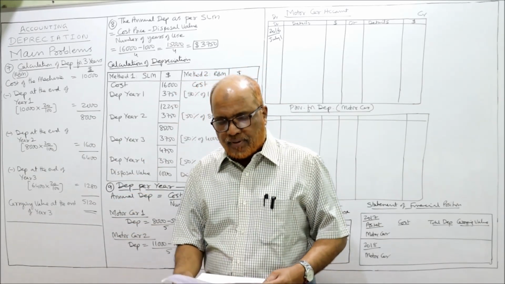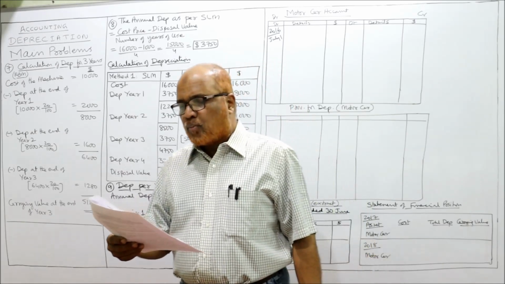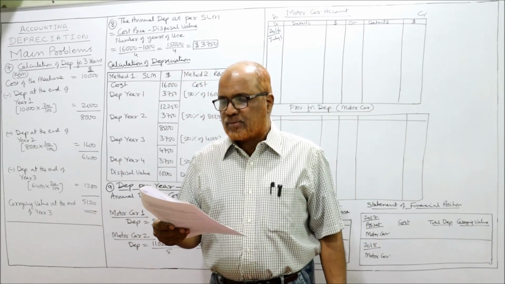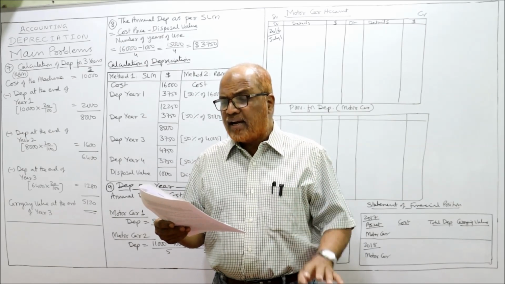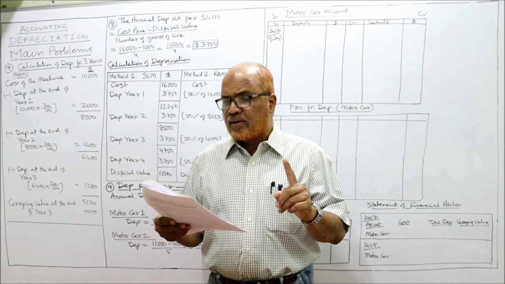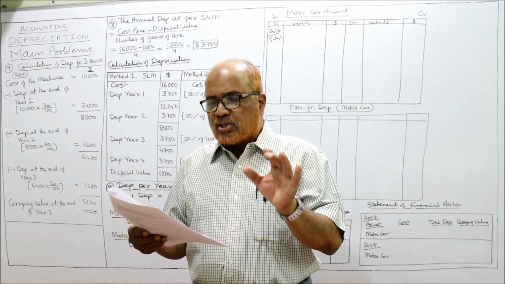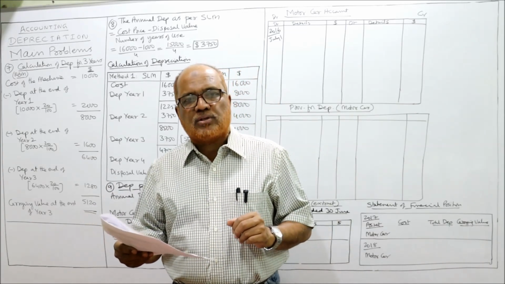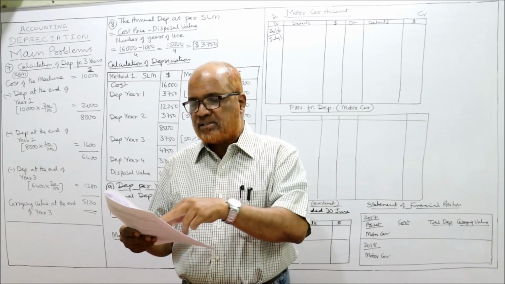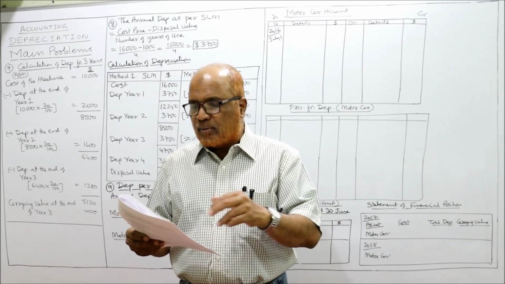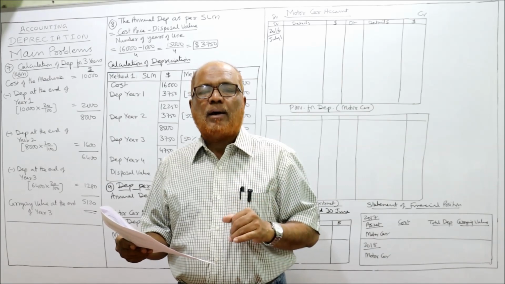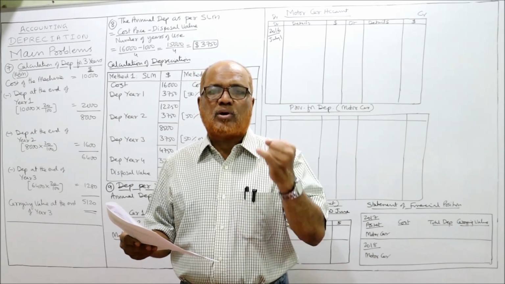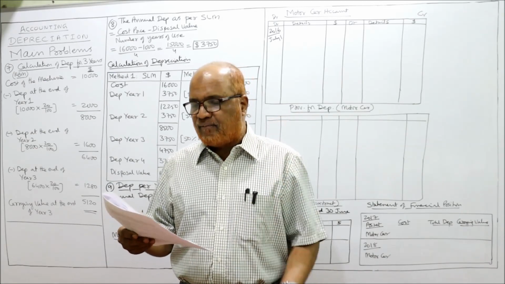Now 8th problem. A joinery manufacturer has bought a machine for $16,000. It has an expected life of 4 years and a disposal value of 1,000. So here the cost of the machine is given $16,000. Scrap value is $1,000 and the life of the machine is 4 years. That means we can easily apply straight line method because cost, scrap and life is given.